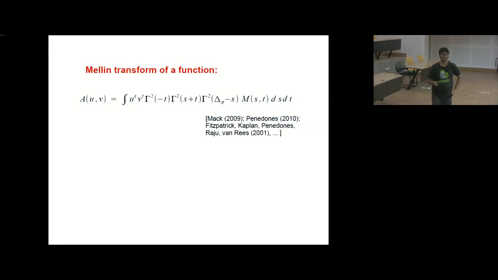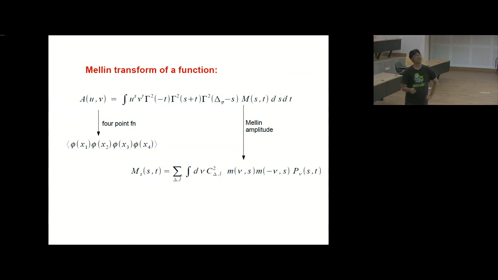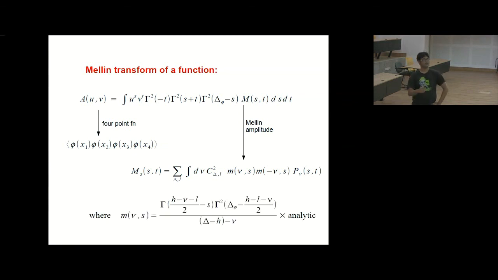So the Mellin formalism. We have had many papers on Mellin formalism in the last few years. And the Mellin amplitude for a generic 4-point function with an exchange of spin L and dimension delta has this form, where these small m's are given by these things.